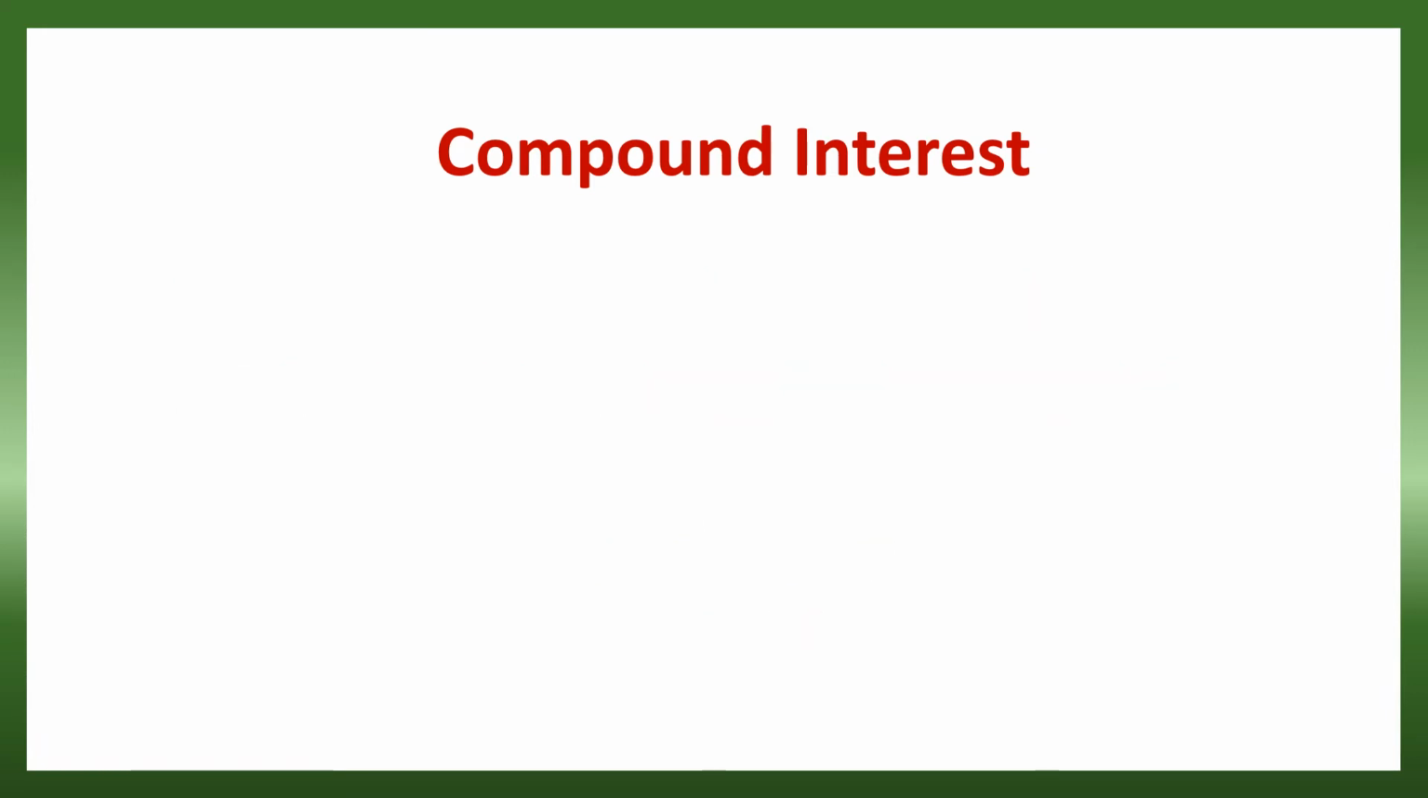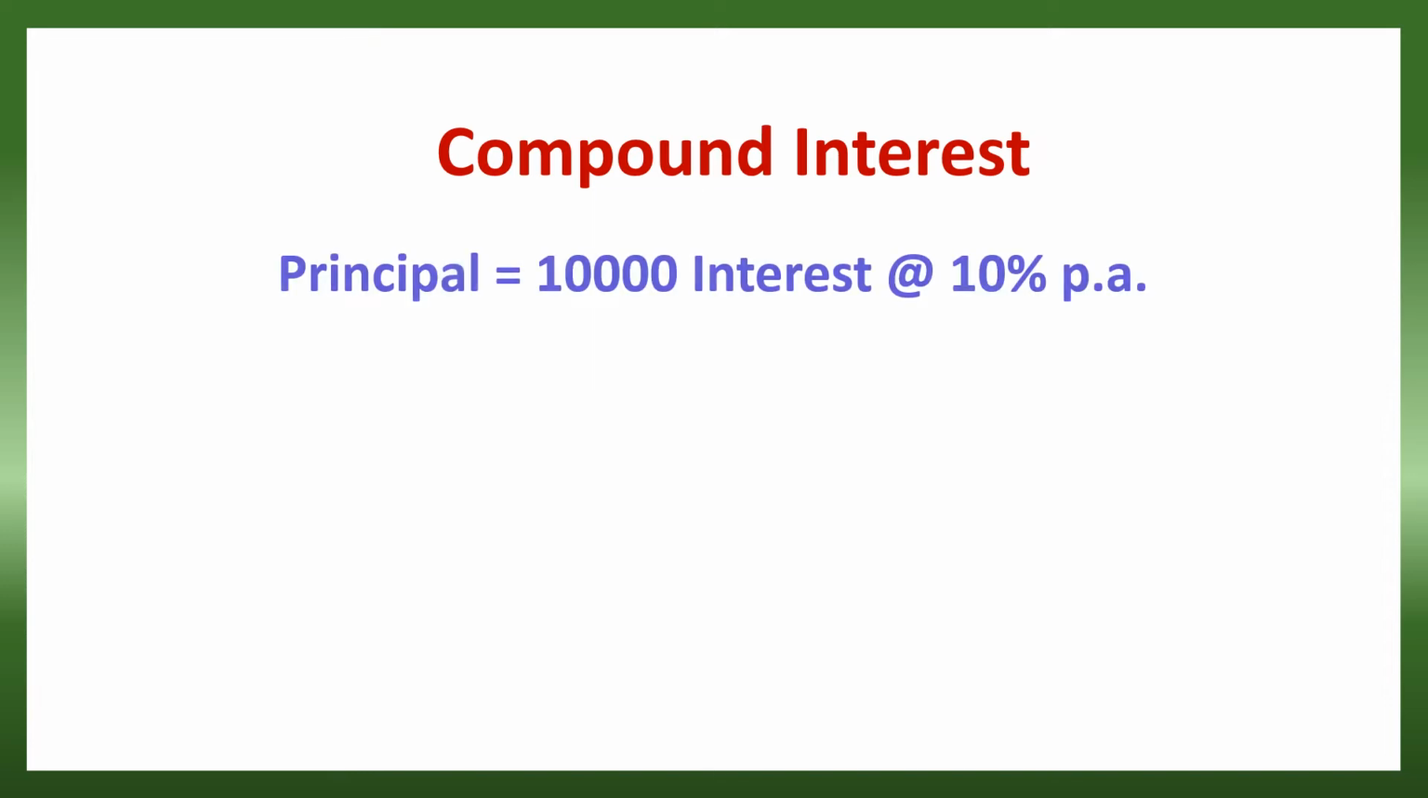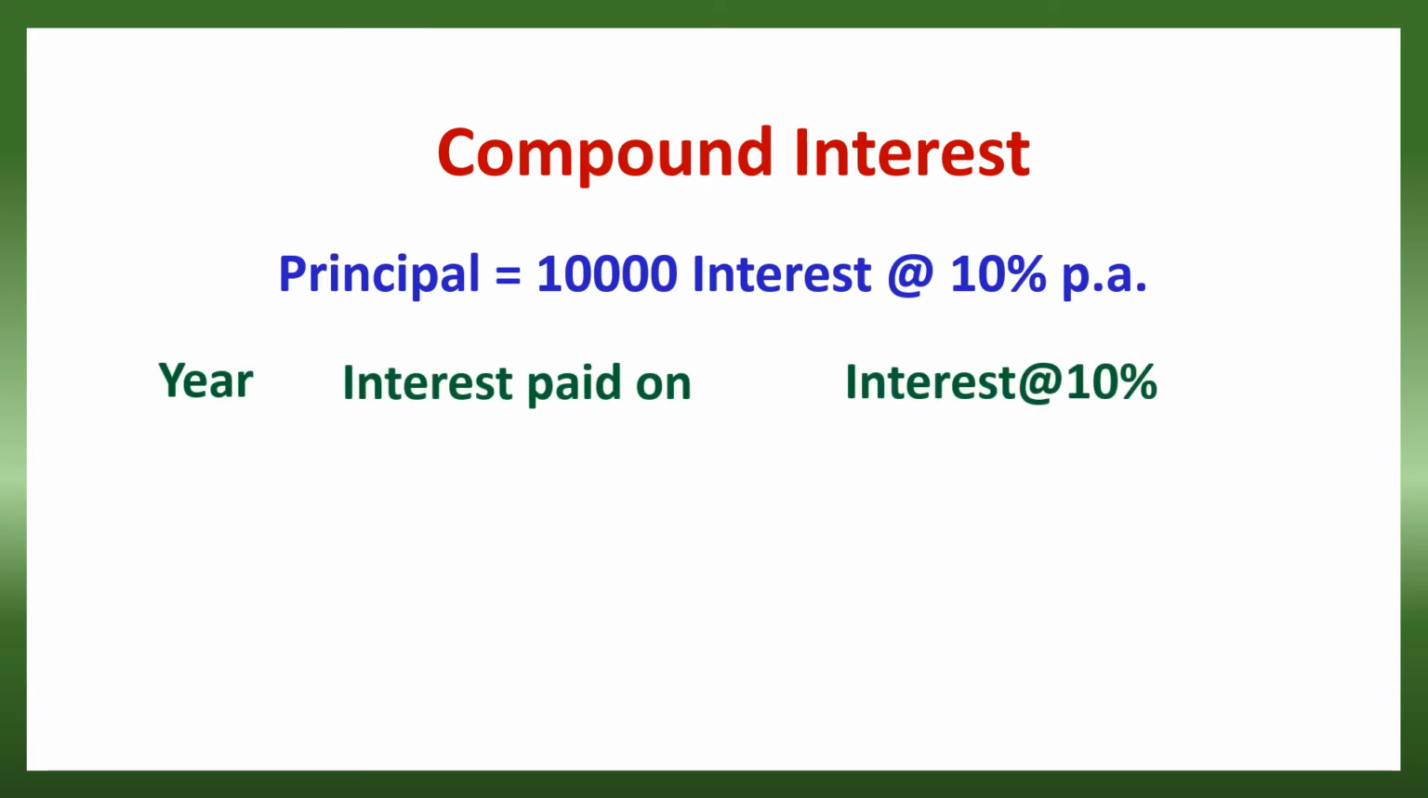Let us take an example to make the concept of compound interest more clear. Suppose a person is borrowing 10,000 rupees at an interest rate of 10% per annum. What is the actual amount he has to repay? Let us do this calculation. At the end of first year, interest becomes due based on the 10,000 principal amount. Here interest is paid on the principal amount 10,000 rupees at 10%.